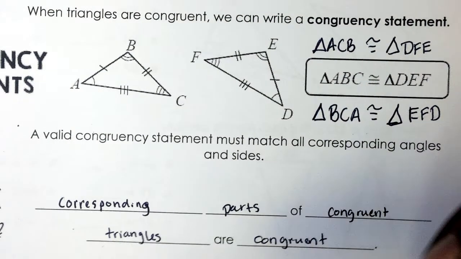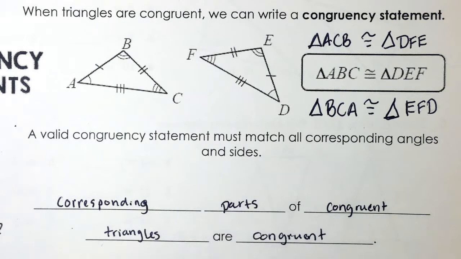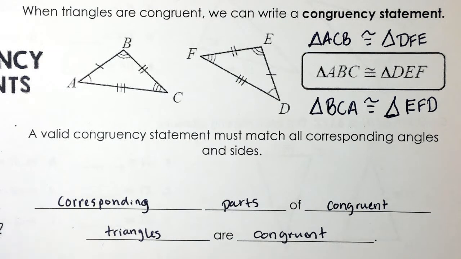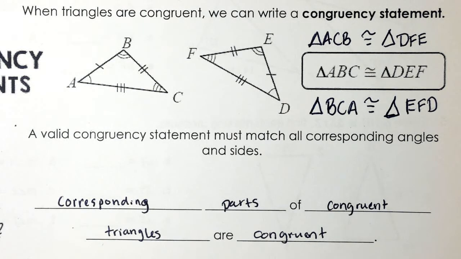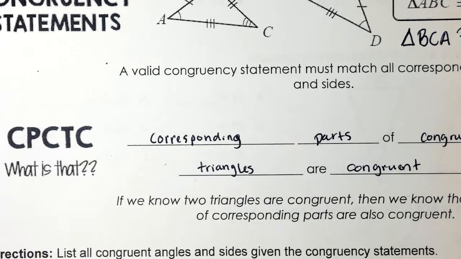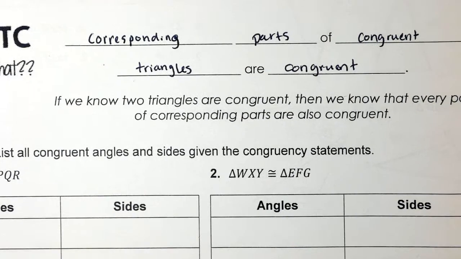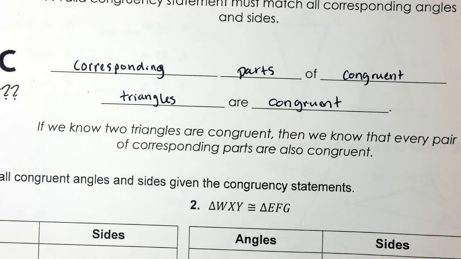So basically up here, since I know triangle ABC is congruent to triangle DEF, I can make a CPCTC statement that I can be sure about. I can say angle B is congruent to angle E. I know that for a fact, since I know the triangles are congruent. That's a CPCTC statement. Another one would be side AB is congruent to side ED or DE. I know that because I know the triangles are congruent. If that's the case, I can make that CPCTC statement. I'm getting good at saying it. It's not easy to say. So if we know two triangles are congruent, then we know that every pair of corresponding parts are also congruent. That is CPCTC.